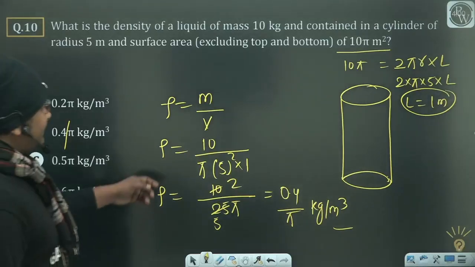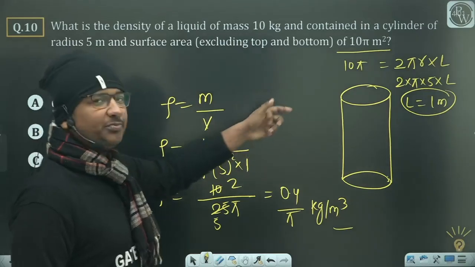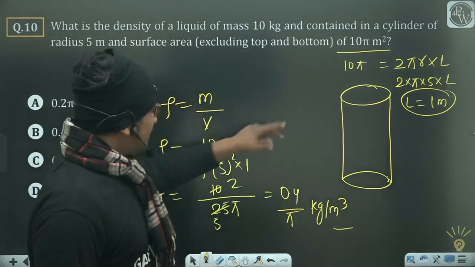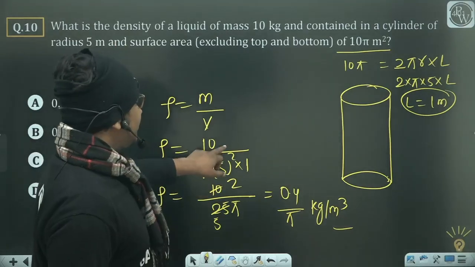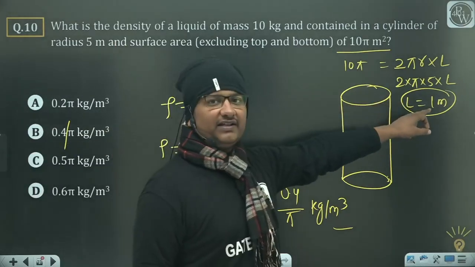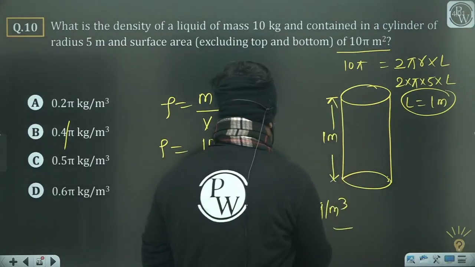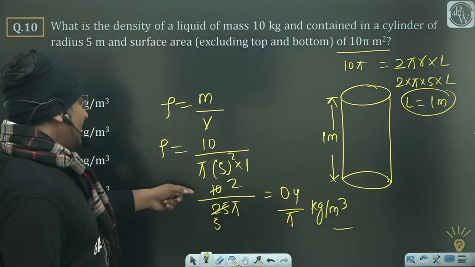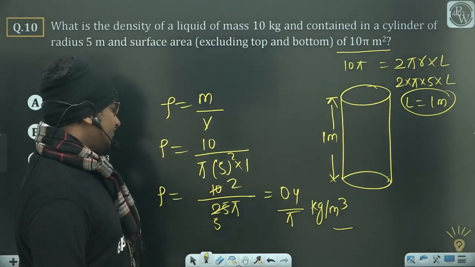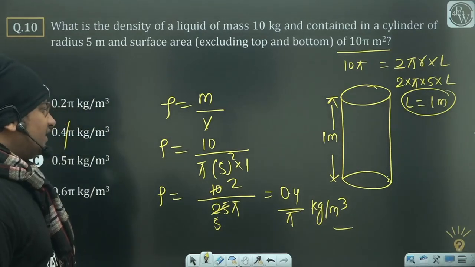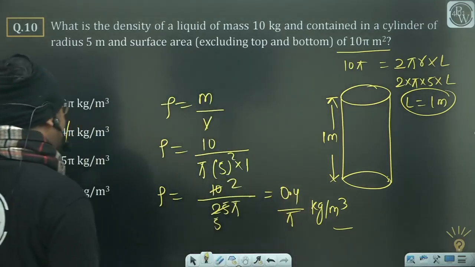Because they are asking you the density. So density is equal to mass by volume. Mass we have already, 10 kg. Volume we have found, pi r square h. That is the cylinder volume. R we have, radius of cylinder is 5 meter, 5 square into h, which we have calculated as the length part. This is nothing but 1 meter. So I have multiplied h as 1 meter and now 10 divided by 25 pi. So I have cancelled that out and we are getting 2 by 5 pi. So it will be 0.4 divided by pi. I hope it is clear to all of you.